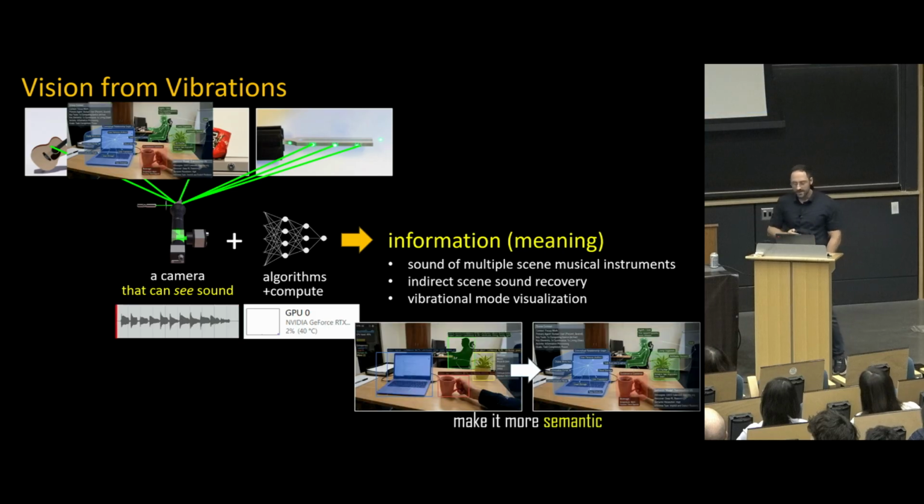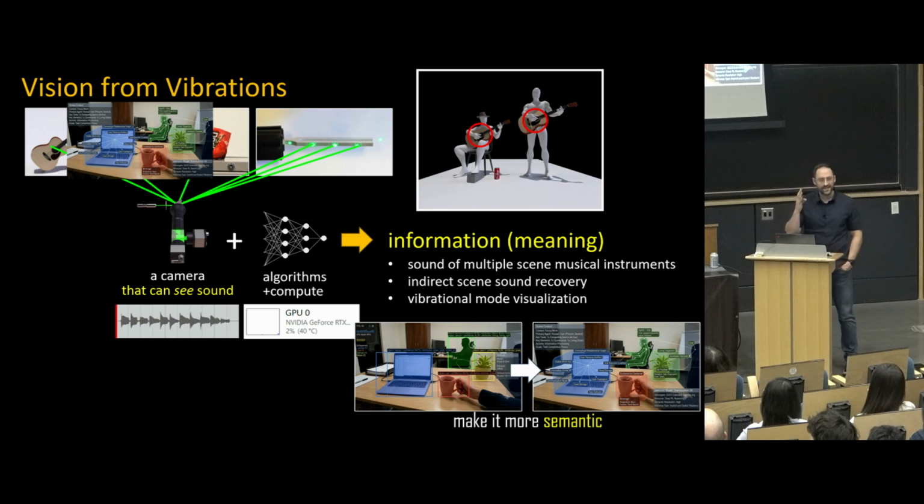Okay? So the question now was, can we use these vibrations not just to replay sound, but to infer some higher level information about the scene? And if we think back on standard vision, right, one of the most basic things that it gives us is spatial localization. So can we localize something with our vibration camera? Now, in a second, I'll show you what we can localize.